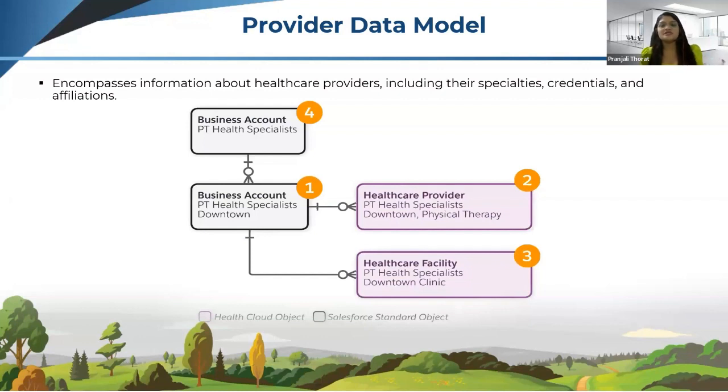Now we will see an example of this data model. Here the business account record represents a PT Health Specialist downtown branch. The business account record references a healthcare provider record for PT Health Specialist downtown, then a healthcare facility record for PT Health Specialist downtown, and the business account record for a parent business account.